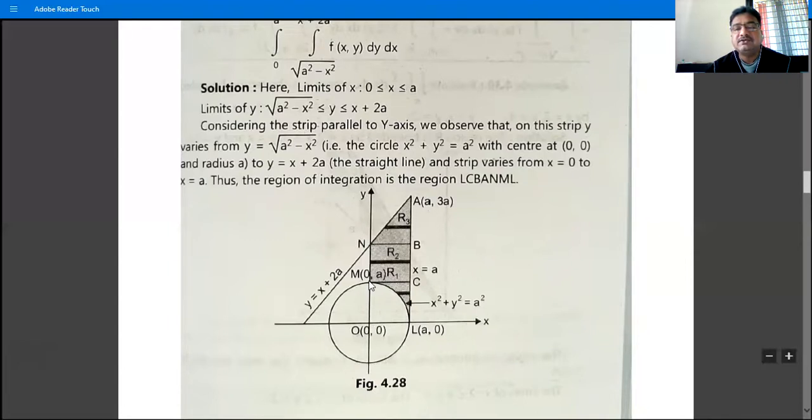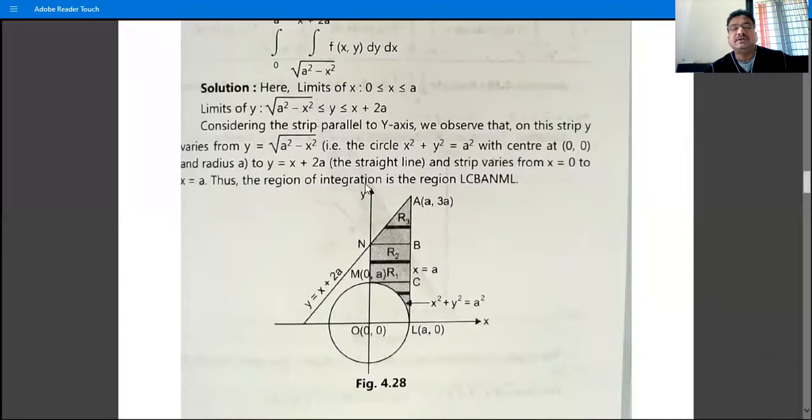This is the point a, 0, and this is 0, 2a. X is 0, y is 2a. And if we substitute y as 0, then x is minus 2a. So on the x axis, denote the point minus 2a, 0, and then draw a straight line passing through these 2 points. So this is the equation of the line y is equal to x plus 2a.